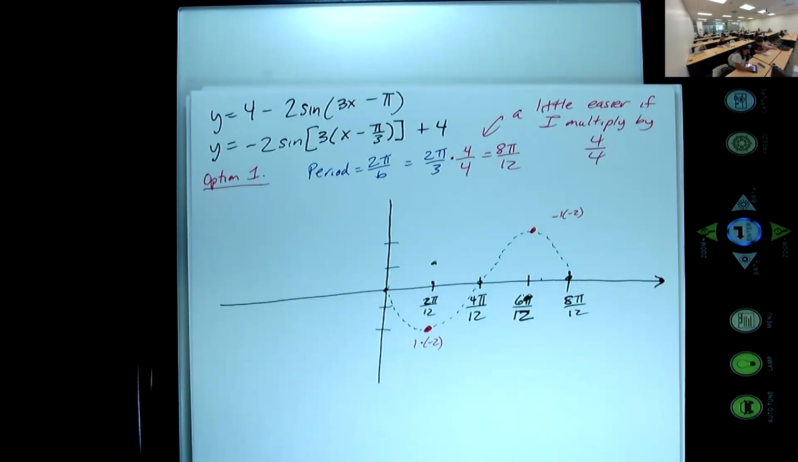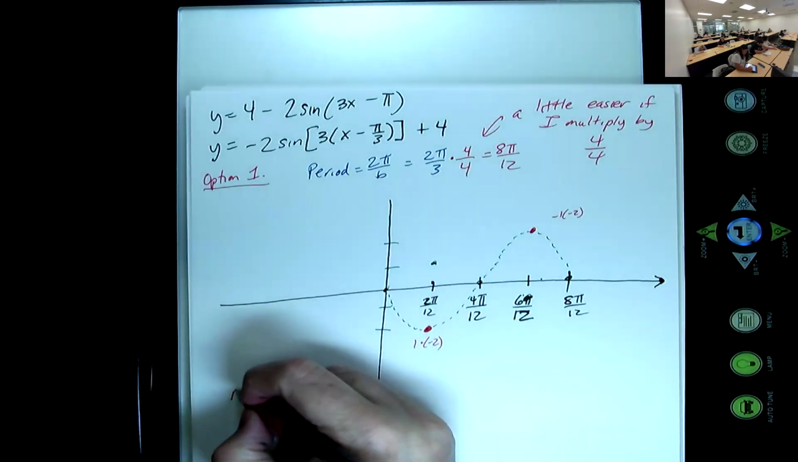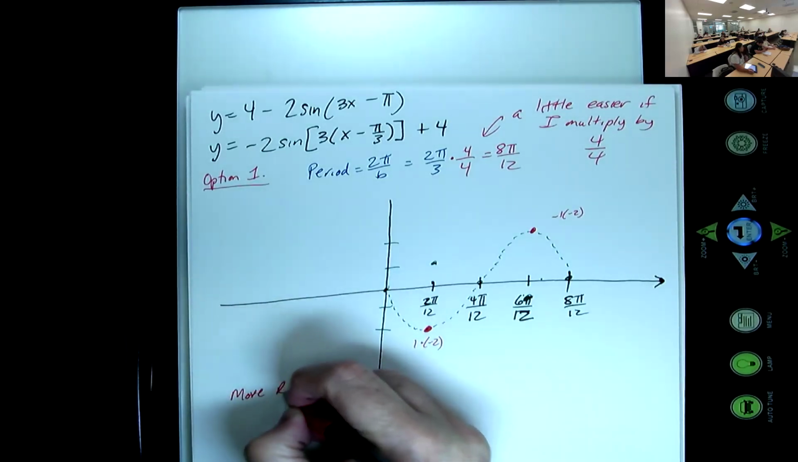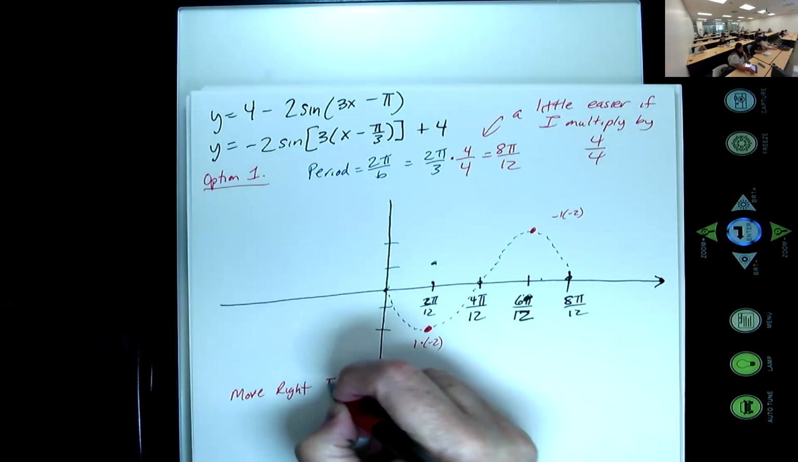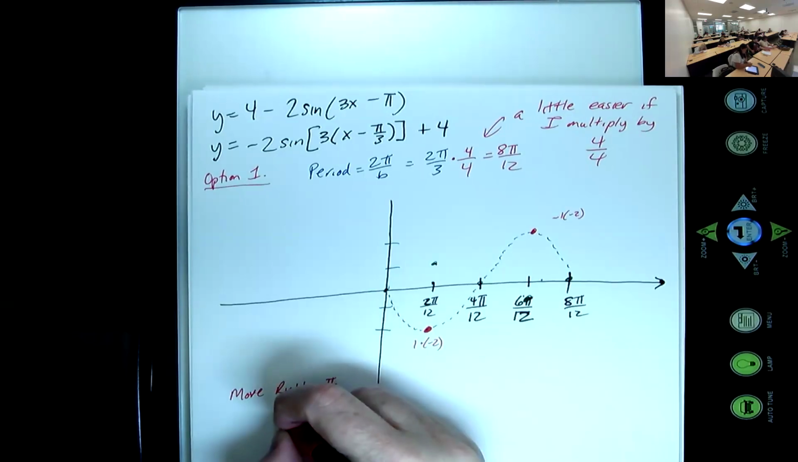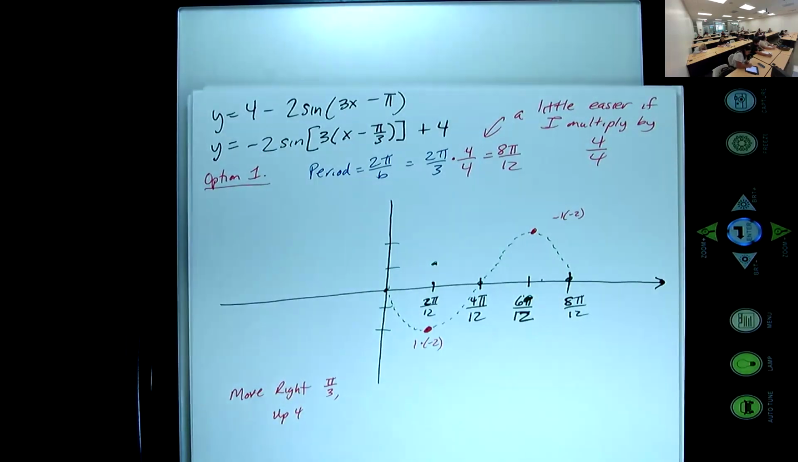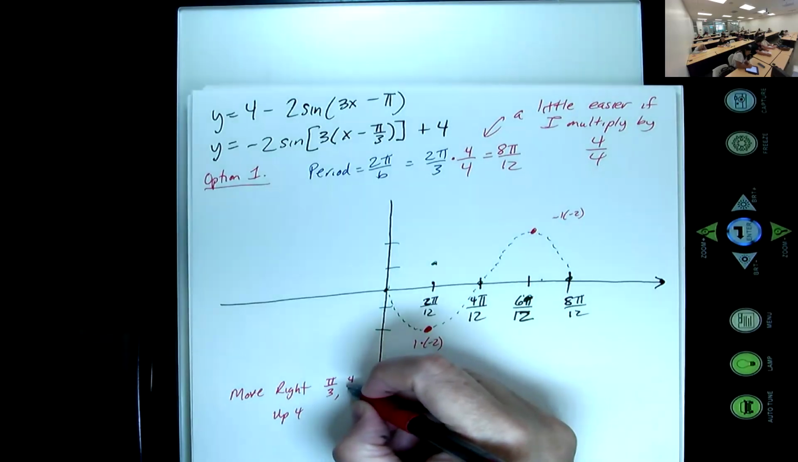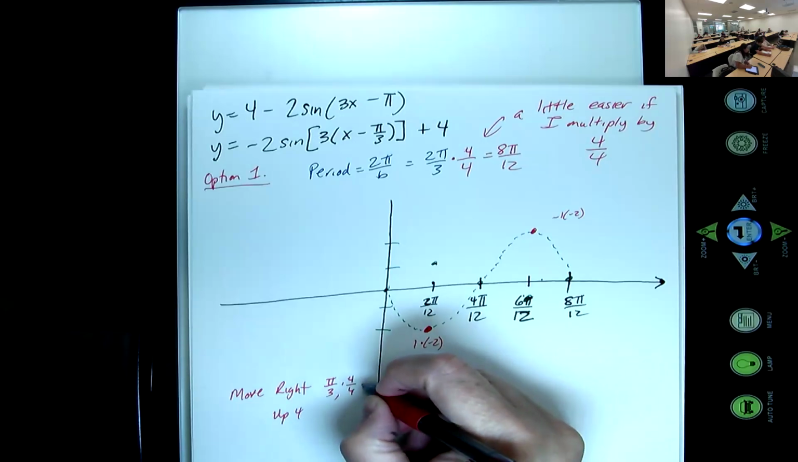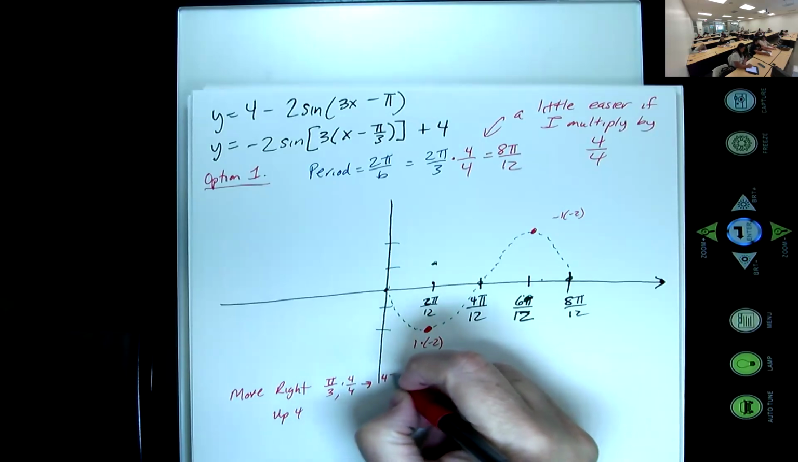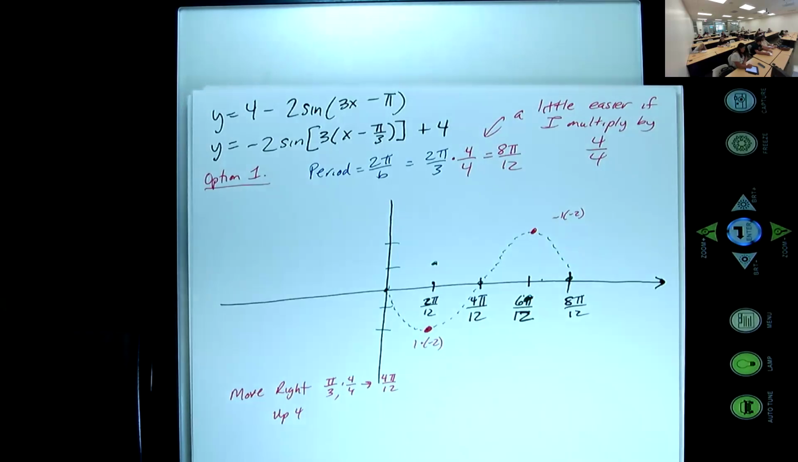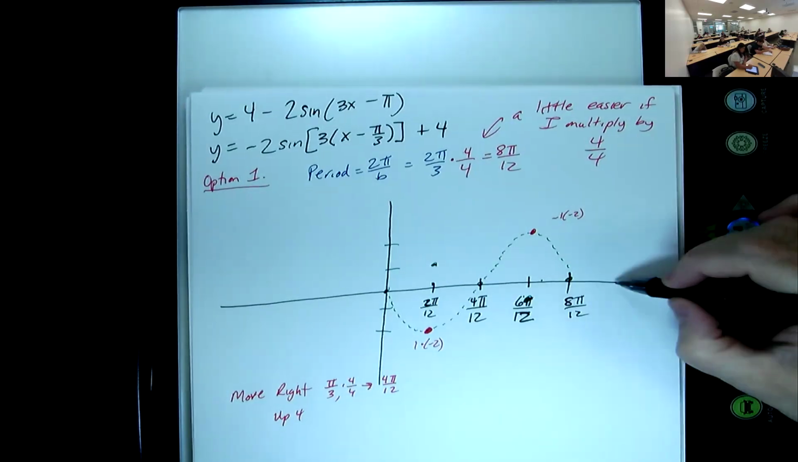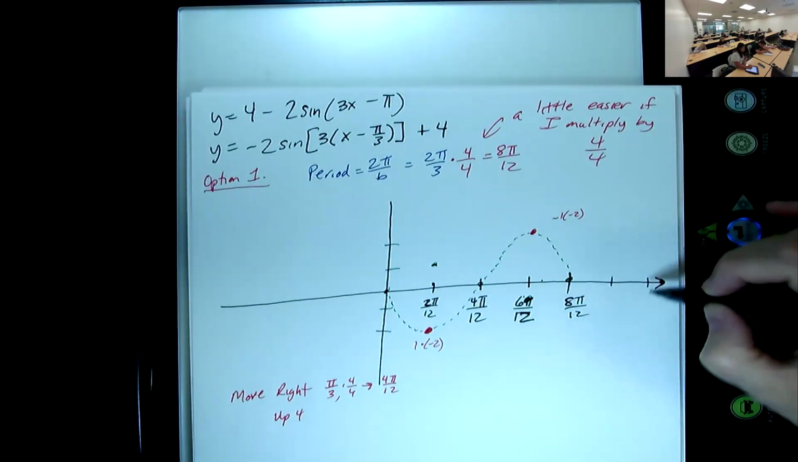Now I need to move it right pi over 3 and up 4. Again, the easiest way to do this is to multiply by 4 over 4. So I'm moving everything 4 pi over 12 to the right, which means I need to add a couple more things here. We'll go up to 12 pi over 12.